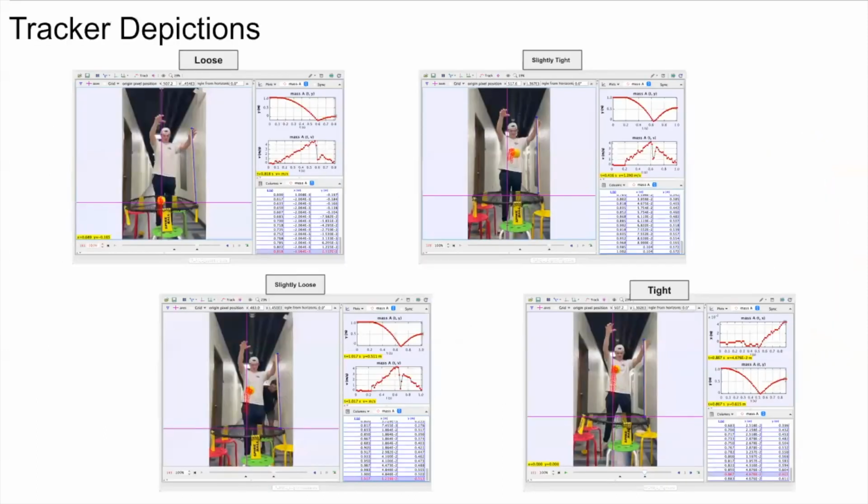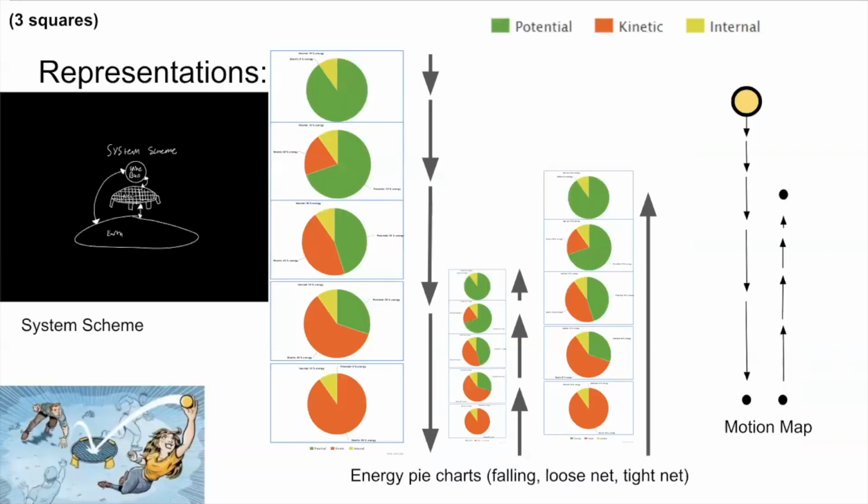Shown here are various Tracker depictions of the movement of the Spikeball within the 4 different collisions. We started the movement from the exact moment that the ball was dropped to its highest peak after the collision. We calculated both the velocity and the Y movement of the Spikeball for each collision. On the left is the system schema with interactions between the Spikeball and the net, the Spikeball and the earth, and then an interaction between the net and the earth.